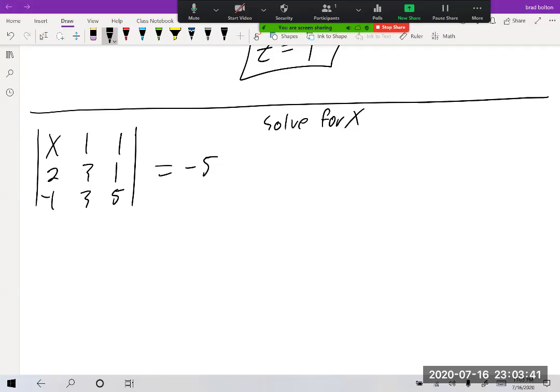So in order to solve for x, you have to know how to do this by hand. You could choose any row you want. I'm going to choose the first row. So I'm going to say that the determinant is x times some 2 by 2, 1 times some 2 by 2, and another 1 times some 2 by 2.